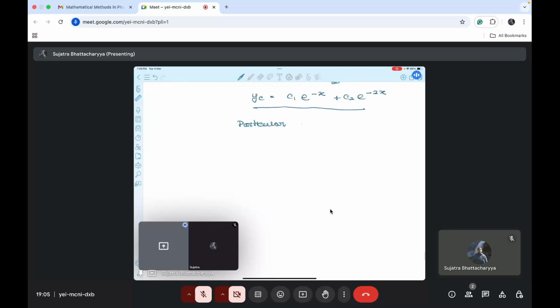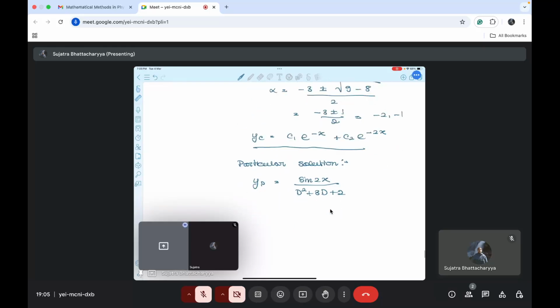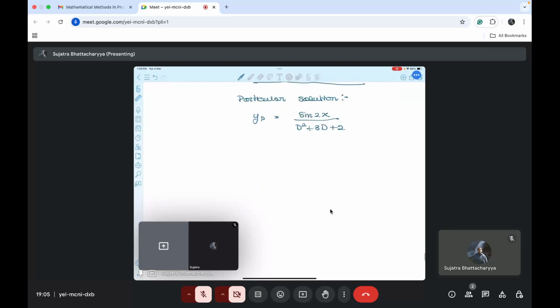We have rules, we know. So we try to write it like that. So y of p is sine of 2x divided by d square plus 3d plus 2. I think this is right. Yes. Okay, so you already have a d square. So you can write it, correct?